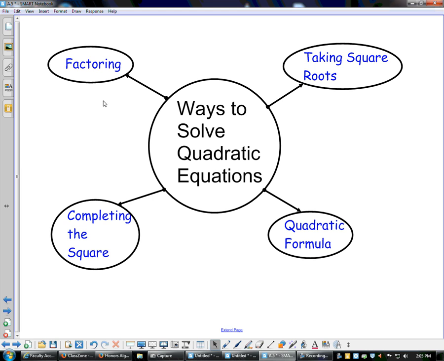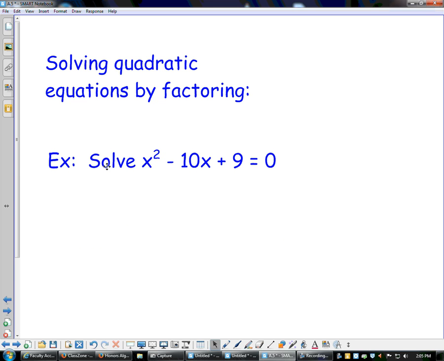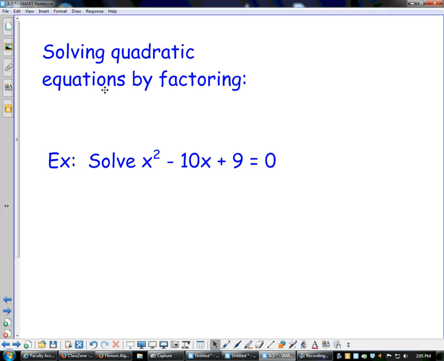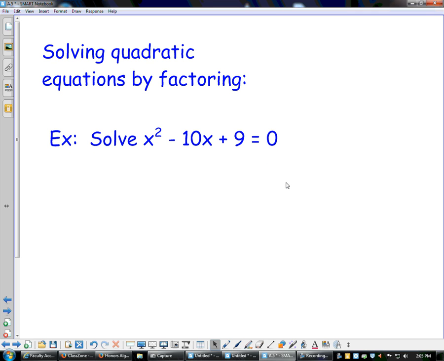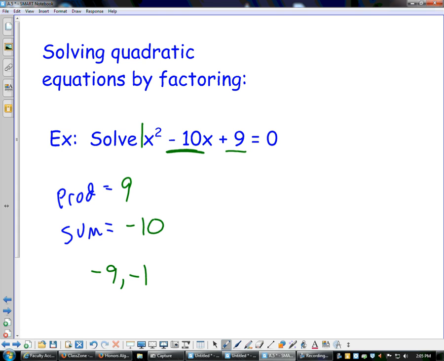All right, so let's take a look at these. We're going to look at factoring first. So let's do this, for example, solve quadratic equations by factoring. So if we were going to factor x squared minus 10x plus 9, I would recommend that you could use the product-sum technique, or you can use guess and check, whichever one you like better. The product is 1 times 9, so the product is 9. The sum is this middle number, that's a negative 10. So the 2 numbers that work would be negative 9 and negative 1, because they multiply together to give us positive 9, and they add up to negative 10.